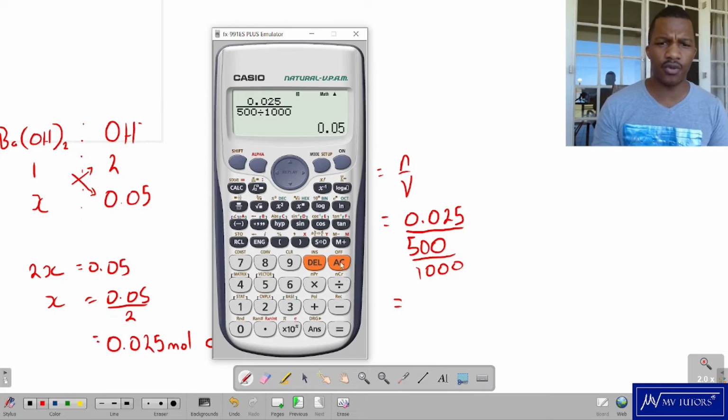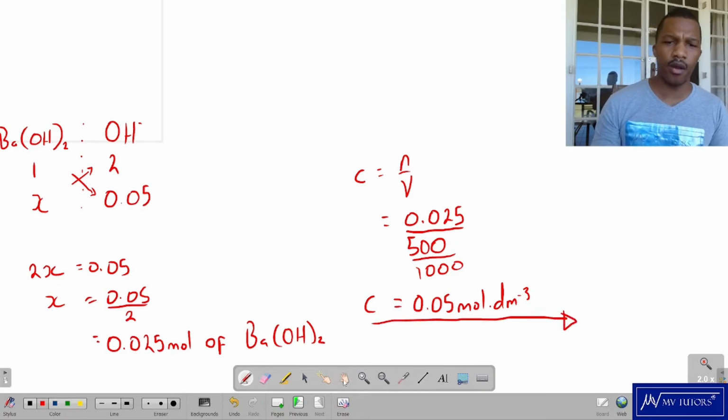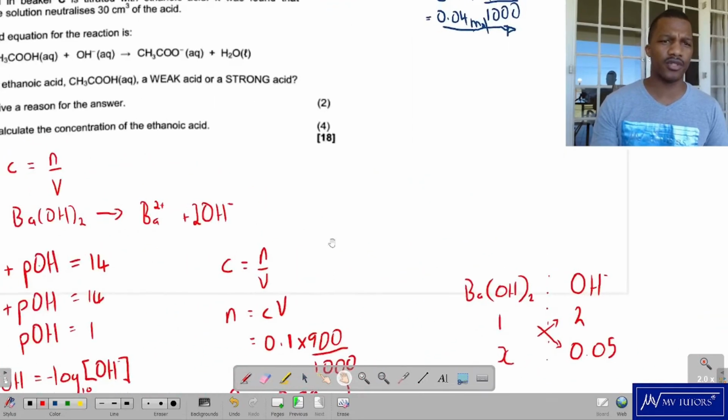Okay, that's our answer. I just want to show you what happens if I had said 0.025 divided by 500 divided by 1000. We would get the wrong answer. Look at that. So our correct one is 0.05 mole per decimeter cube. That's our concentration. That's our final answer right there. Okay, let's move on then. Let's go to the next question.